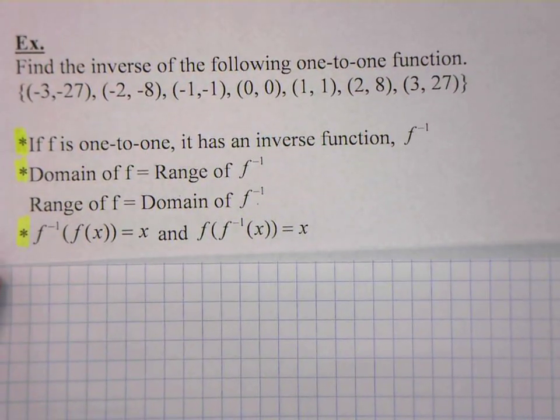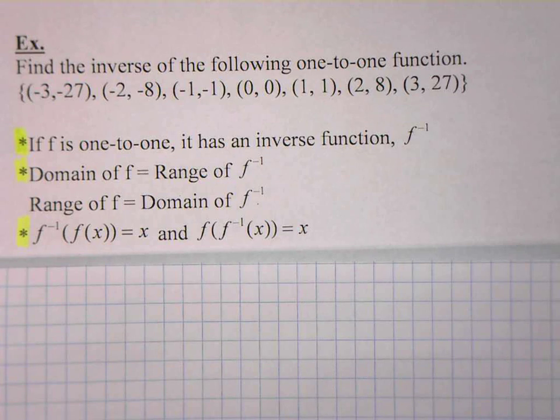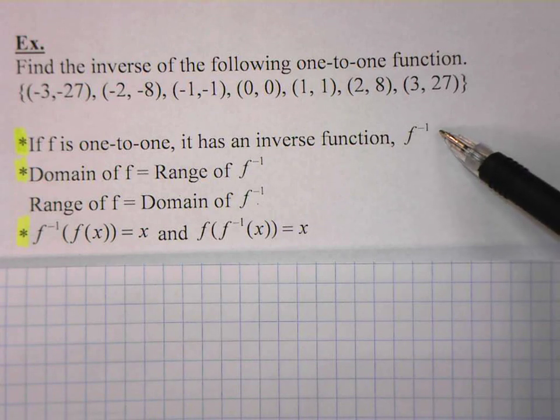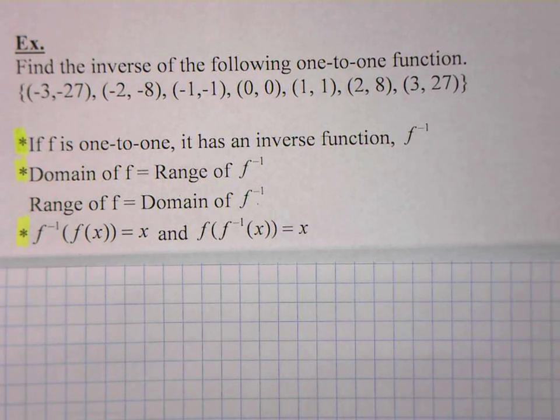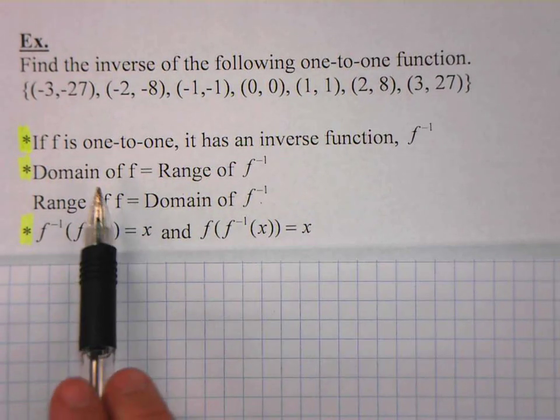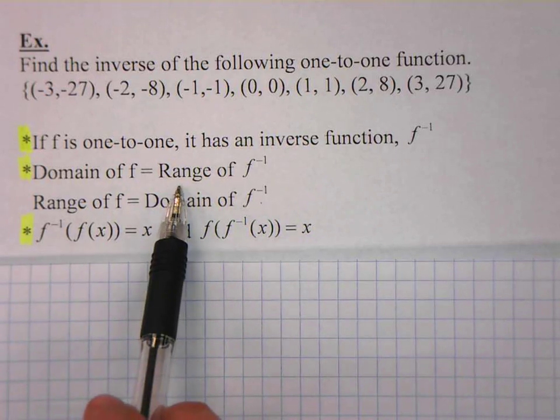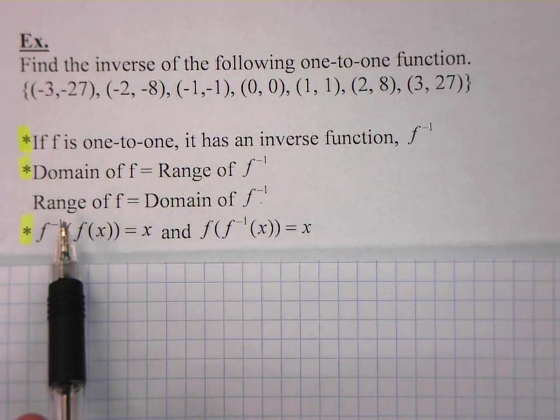It says if f is 1 to 1, it has an inverse function, and the notation we're going to use is f, it looks like to the -1 power. That's the inverse notation. So if it's 1 to 1, we know it has an inverse. The domain of our original function becomes the range of the inverse, and then the range of the function becomes the domain of the inverse.